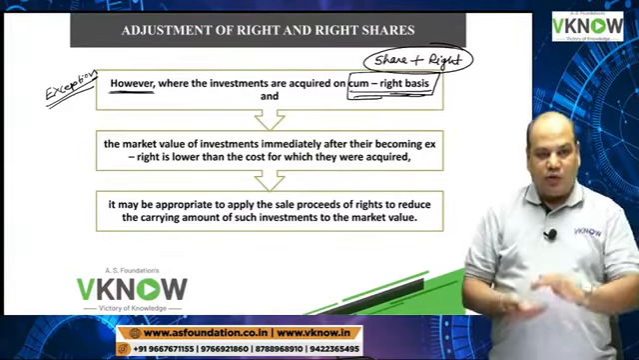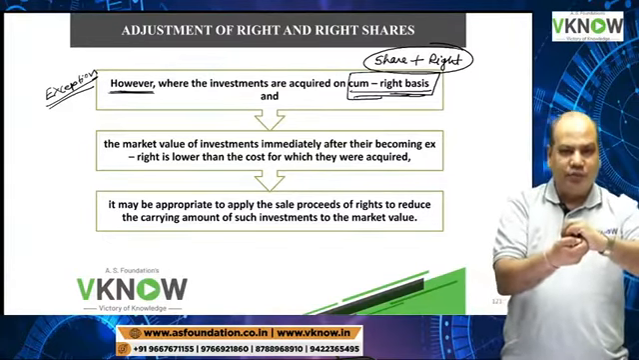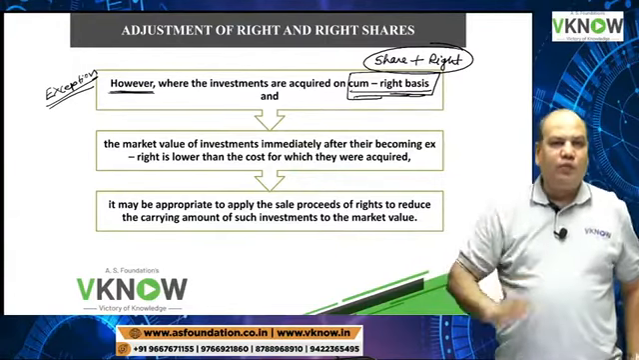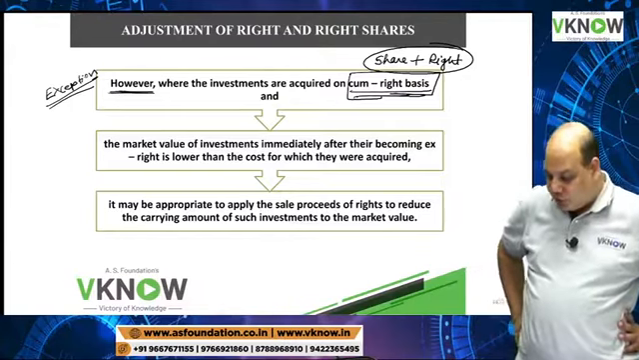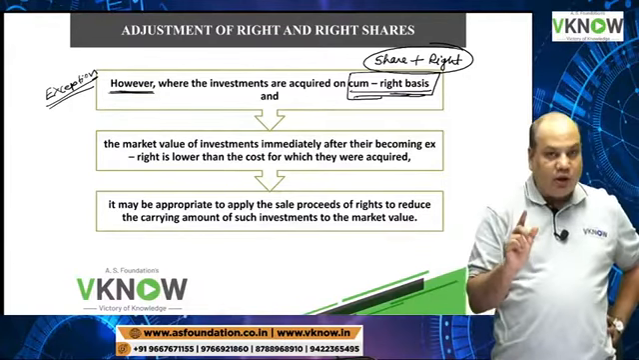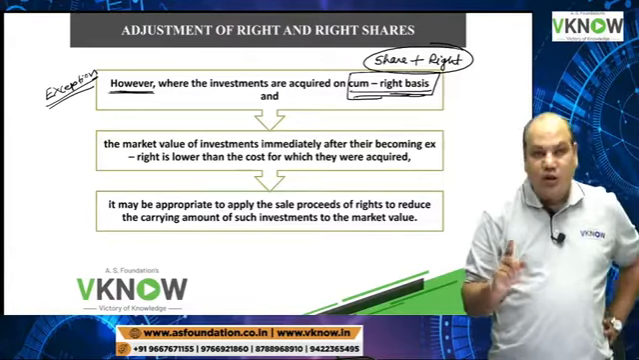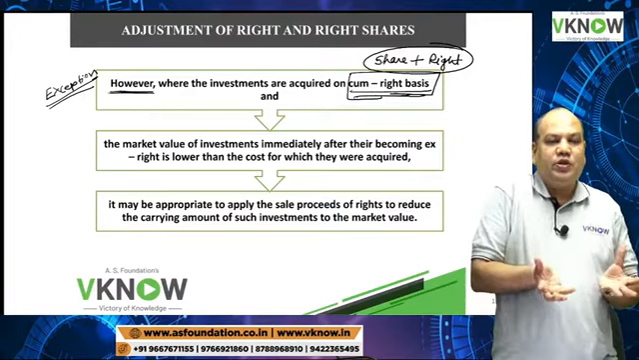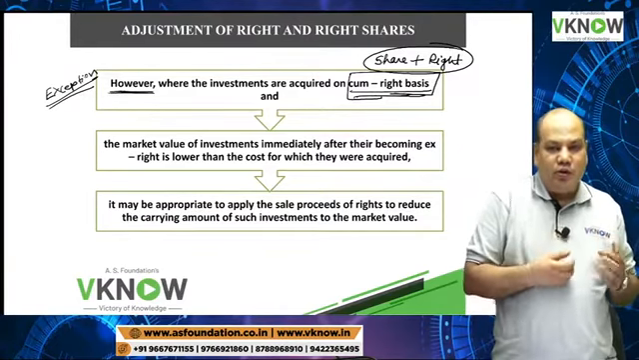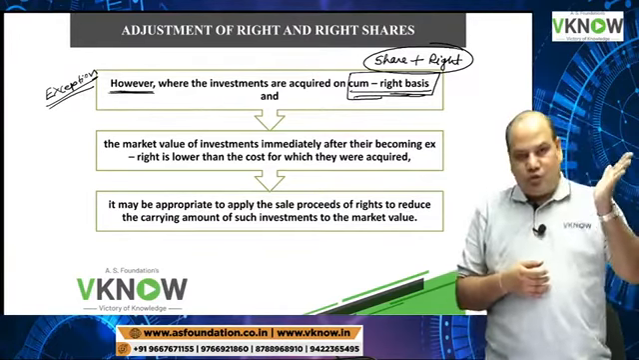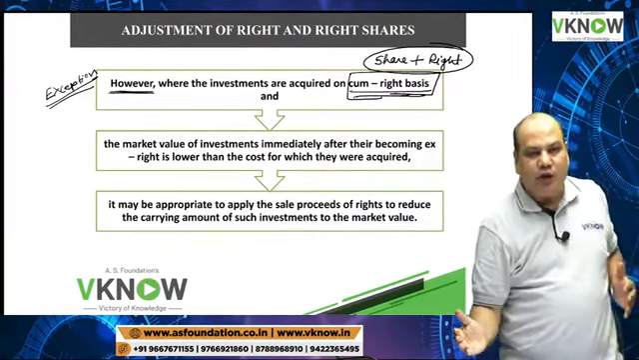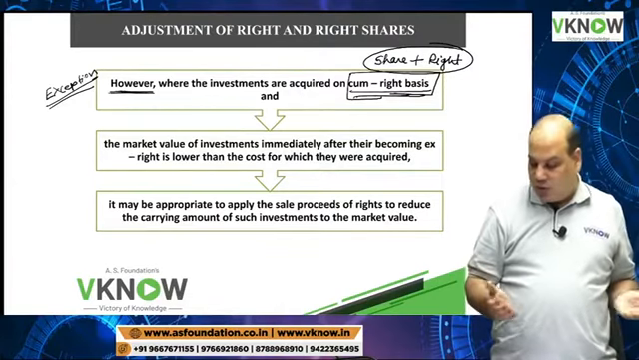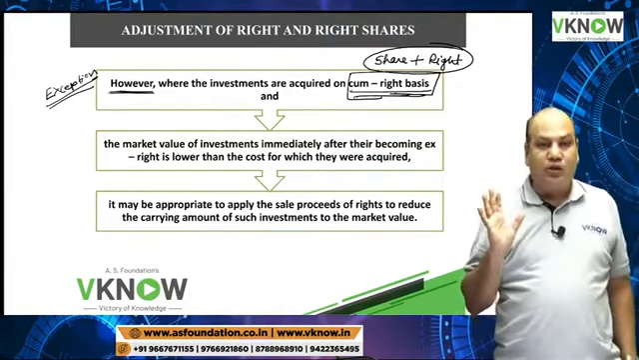Same logic applies when I buy two things together, share plus right, and I remove one thing, I will reduce the value of the investment. So keeping that logic in mind, where the investments are acquired on cum-right basis. It happens that you purchase the investment on cum-right basis. That is when the right issue was announced, and before the cutoff date you purchased the share and later you sold the rights.